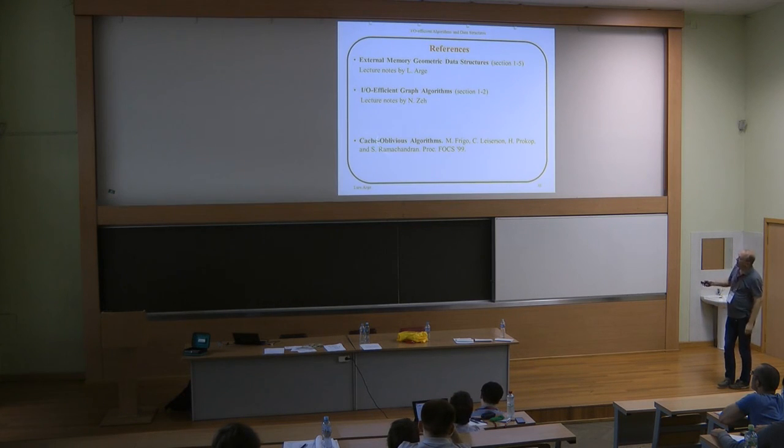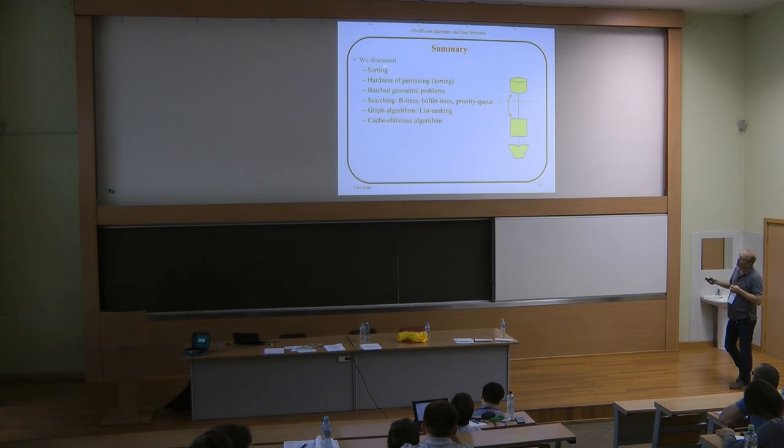Here's what I covered today. The cache oblivious stuff was here. I think the best place to read all the other stuff I talked about is a survey I have on data structures, and Norbert Zeh, who's the expert in efficient graph algorithms, has a survey on graph algorithms. Everything I say is in the beginning of those surveys, which you can get to from my homepage.